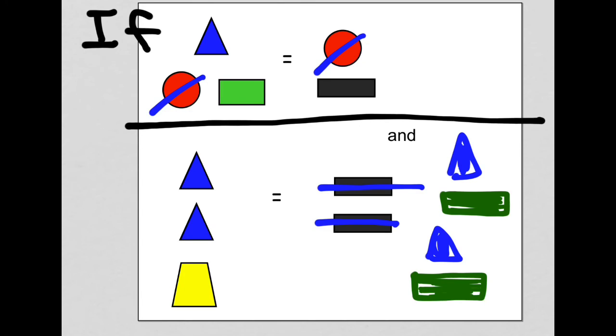Now look at what I have now. I have something that's the same on both sides of the equal sign. I have two blue triangles here, two blue triangles here. And when something's the same on both sides of the equal sign, I can cancel it off. And now my answer is staring me right in the face. One yellow trapezoid is equal to two green rectangles.